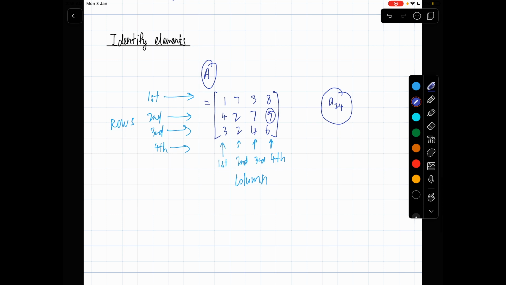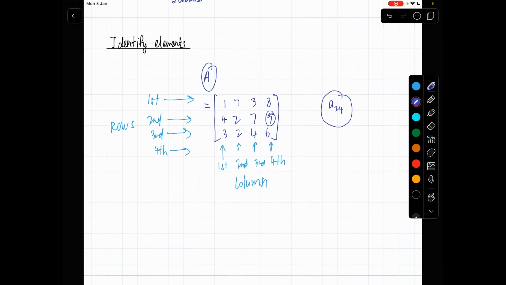That's about it. So now I'll give you a quick challenge. Tell me the position of the number 1. Yes, you are correct. Number 1 is a11. Now what about number 8? This is the last one. You are correct. It is a14, because first row, fourth column. That's it.